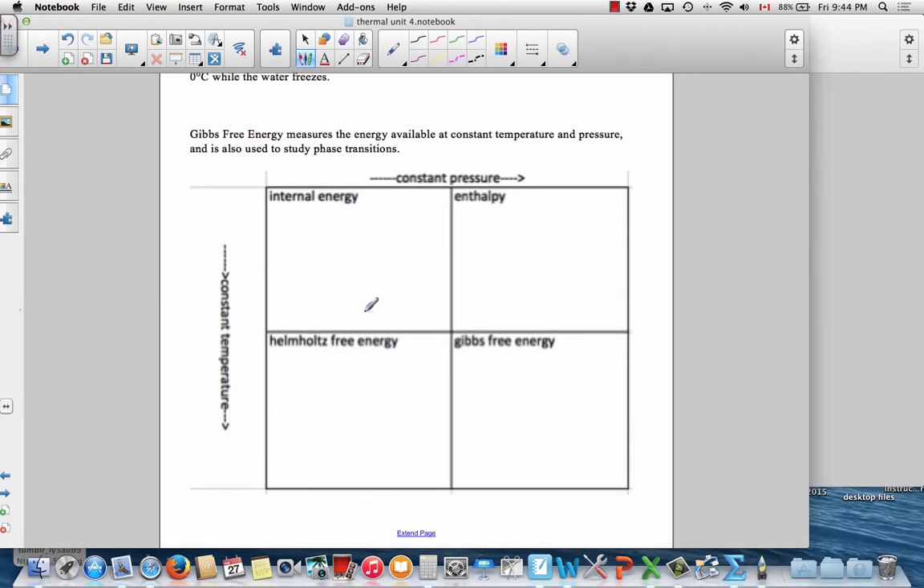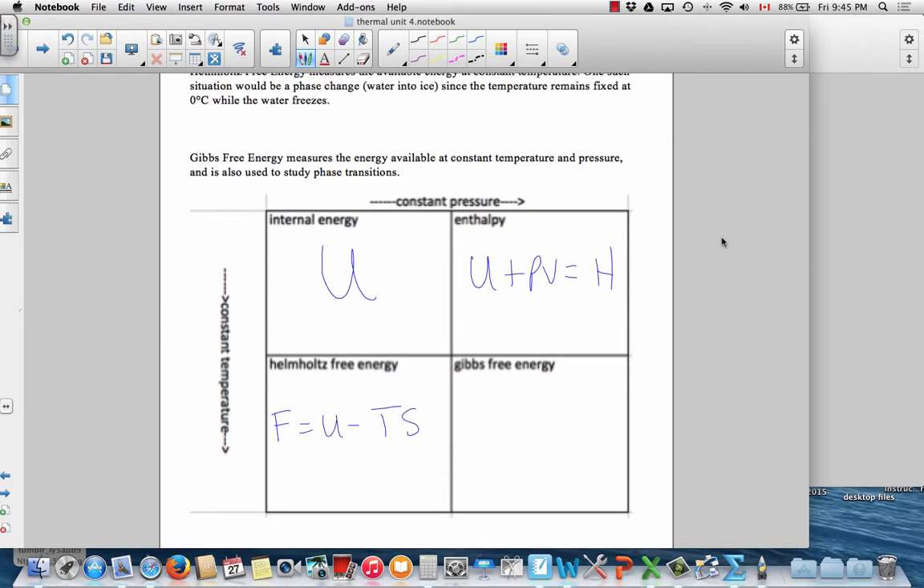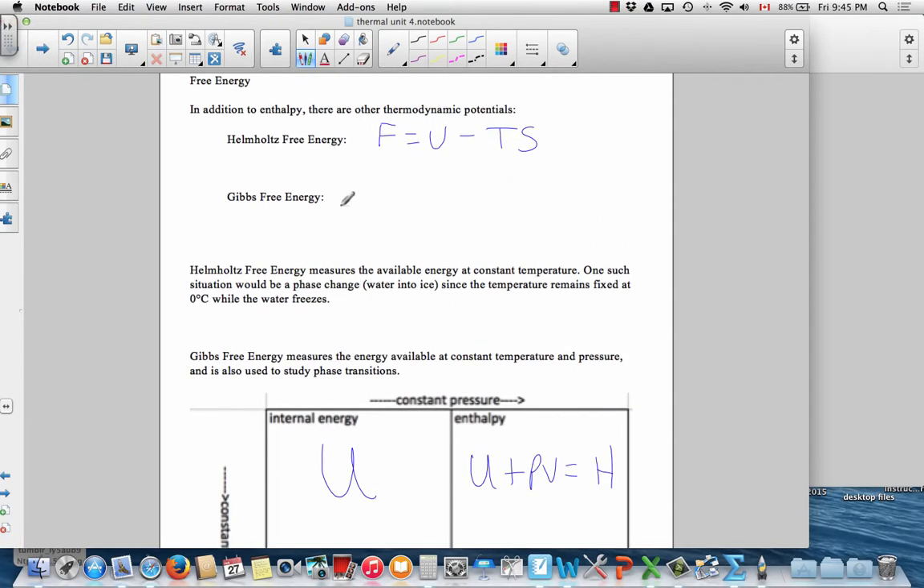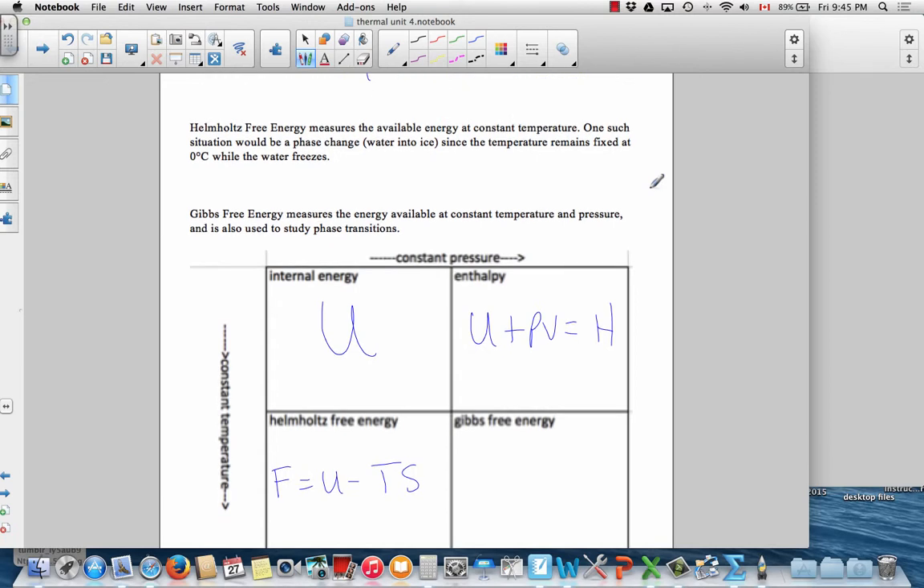So if we go down here, we could say that internal energy is a state variable, and then at constant temperature, we would use the Helmholtz free energy as a potential. At constant pressure, we would use our enthalpy. And then lastly, if we have a constant temperature and a constant pressure process, then we'll use the Gibbs function, or the Gibbs free energy, defined thus. And so the Gibbs function, G.